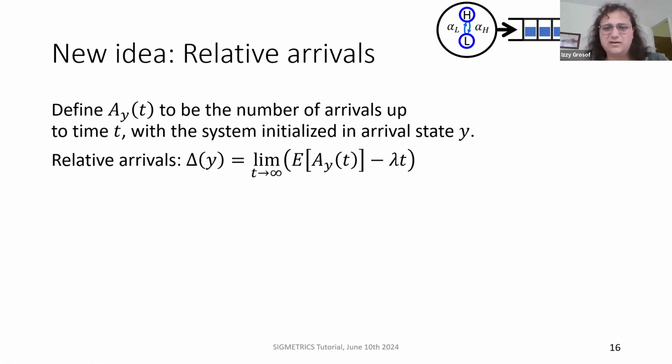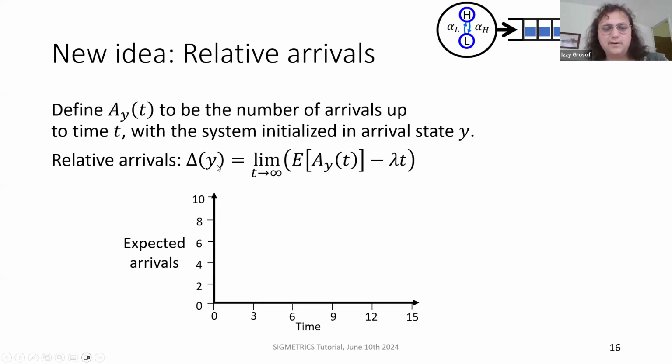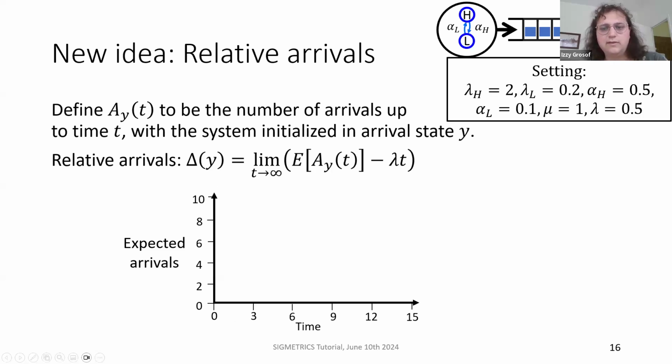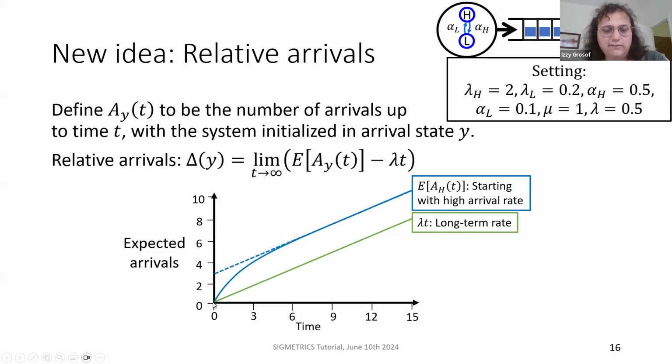This is a little hard to understand just math-wise, so let's look at it visually. On the vertical axis, we're going to have expected arrivals. On the horizontal axis, time. And the setting will be this. So lambda t, that's just a straight line. That's our long-term arrival rate, which here was just 0.5 jobs per second. And if we start in the high arrival rate, well, jobs are initially arriving at 2 jobs a second from the beginning. So as a result, the arrival rate is going to initially be much higher. And then as time goes on, maybe we switch to the low rate, we switch back to high. Things are going to even out until in the long term, we have the same slope as the long-term arrival rate.